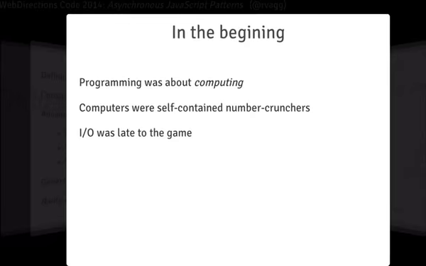In the beginning, programming was about computing. Punch cards. It was about these massive machines that would perform computing tasks for us. They were self-contained number crunchers. We gave them a task to do, and they went and did it, and came back to us with the result. I/O, input and output, was late to the game. So initially, computers were just for batch jobs. You do that job and come back to me. I/O was an afterthought, but a logical progression.